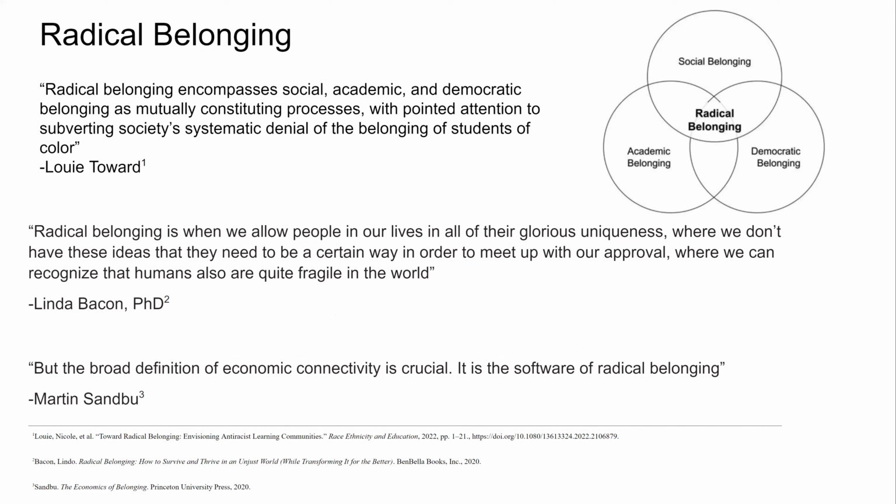Alrighty, so I'm going to start off with a general background of the term radical belonging. Our group did a research literature review on this topic, and there are a lot of different definitions. These are some of the definitions that we found during our search. Louis Toward said it was encompassing social, academic, and democratic belonging as mutually constituting processes with pointed attention to subverting society's systemic denial of the belonging of students of color.